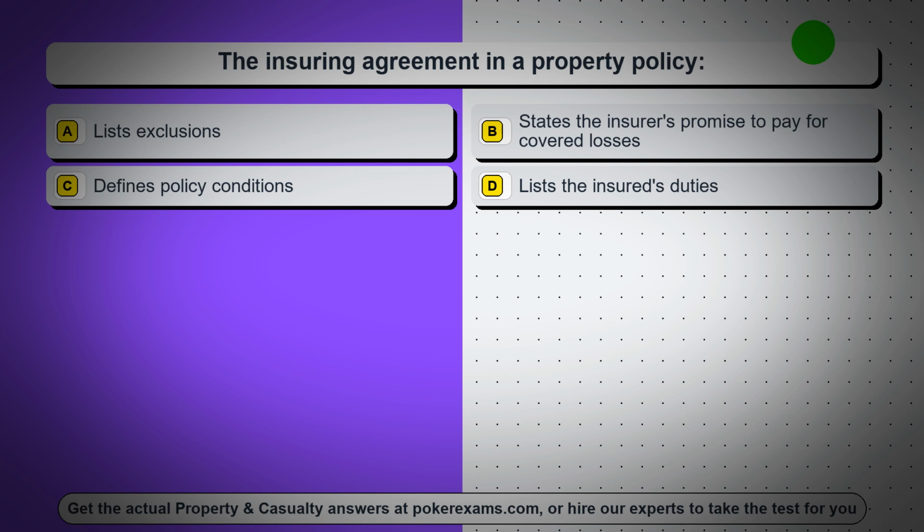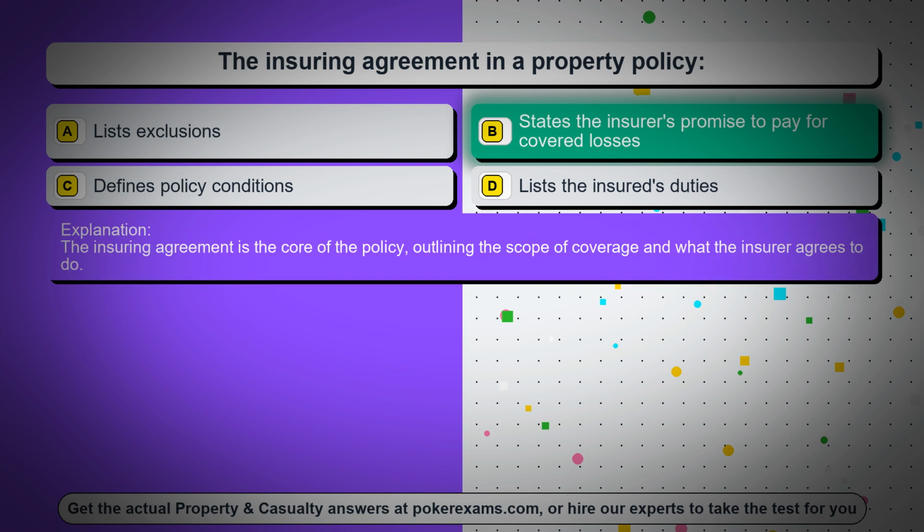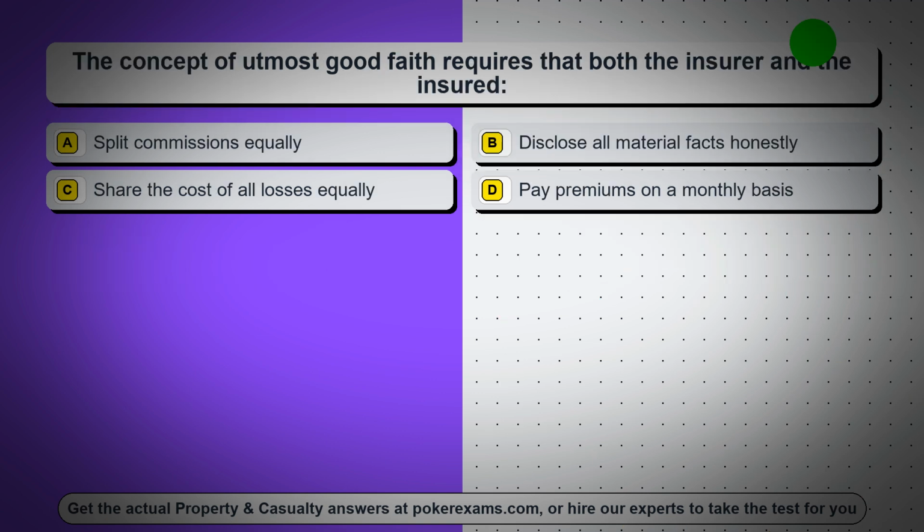Question 21. The insuring agreement in a property policy. Option A, lists exclusions. Option B, states the insurer's promise to pay for covered losses. Option C, defines policy conditions. Option D, lists the insured's duties. The correct answer is option B, states the insurer's promise to pay for covered losses. The insuring agreement is the core of the policy, outlining the scope of coverage and what the insurer agrees to do.